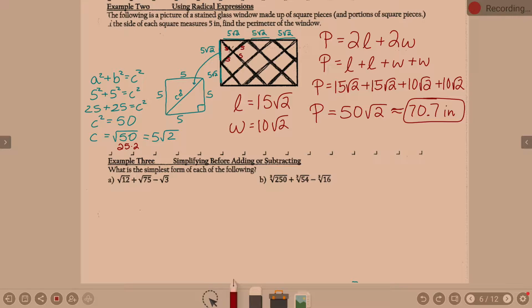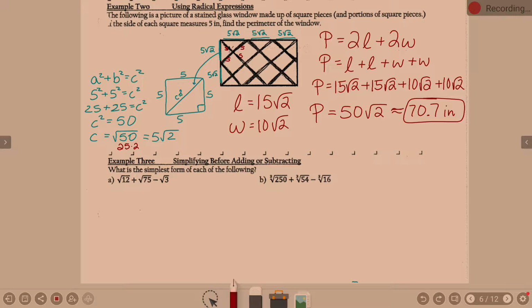Okay, example 3. The title kind of gives it away: simplifying before adding or subtracting. What is the simplest form of each of the following? As you look at A, square root of 12 plus square root of 75 minus square root of 3, what's the first thought that goes through your brain? They're not the same. So can I add them and subtract them? No. If we go back up to the top section, we just said cannot be combined, right? But here's the deal.